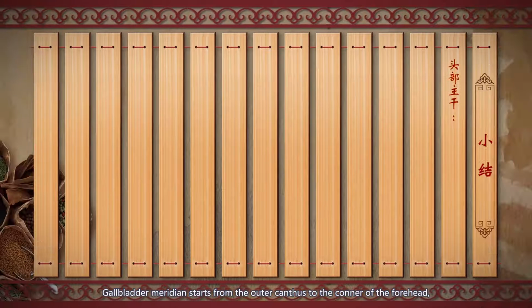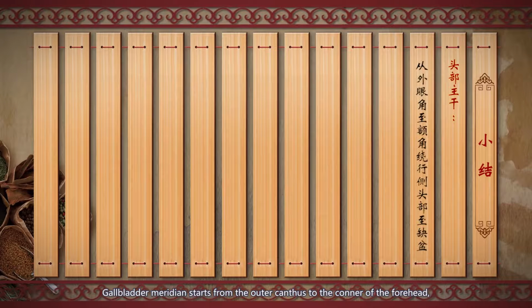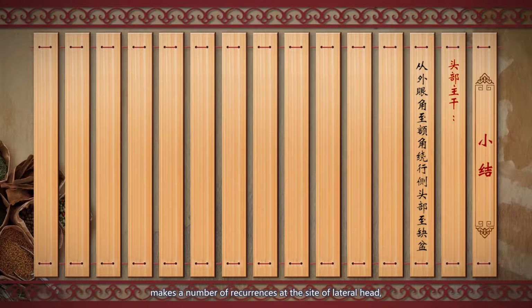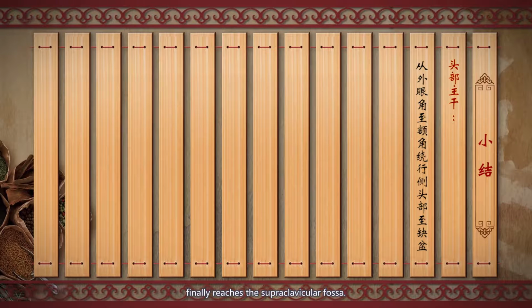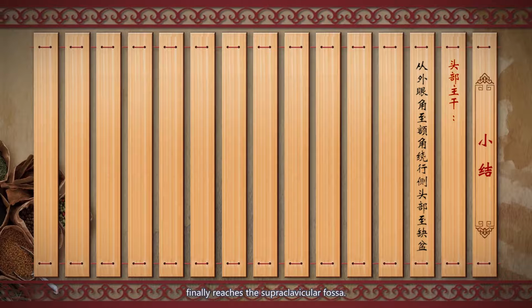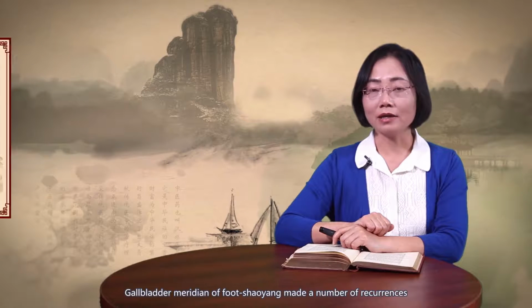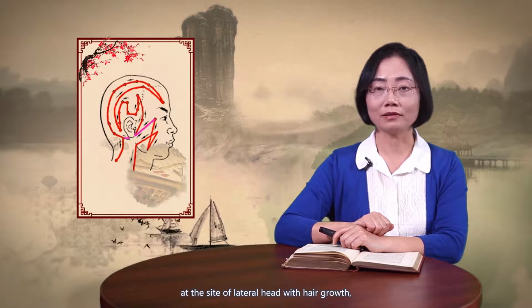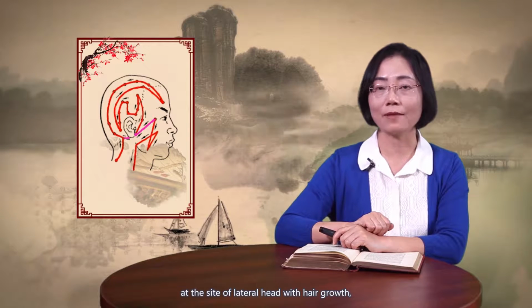Let's review the cyclical flowing and distribution of gallbladder meridian of foot Shaoyang. Gallbladder meridian starts from the outer canthus to the corner of the forehead, makes a number of recurrences at the side of the lateral head, finally reaches the supraclavicular fossa. Gallbladder meridian of foot Shaoyang makes a number of recurrences at the side of the lateral head with hair growth, making the full circulation distribution of the meridian qi in the lateral head.